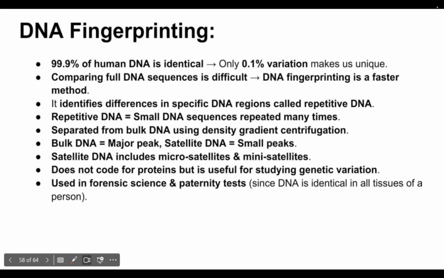Further, satellite DNA includes the microsatellite and minisatellite. So overall, the entire DNA is divided into bulk DNA and satellite DNA. Further, satellite DNA is divided into minisatellite and microsatellite. This satellite DNA does not code for any protein, but it is useful for studying genetic variation. Now, this satellite DNA is used for DNA fingerprinting, which is helpful for forensic science and paternity tests.